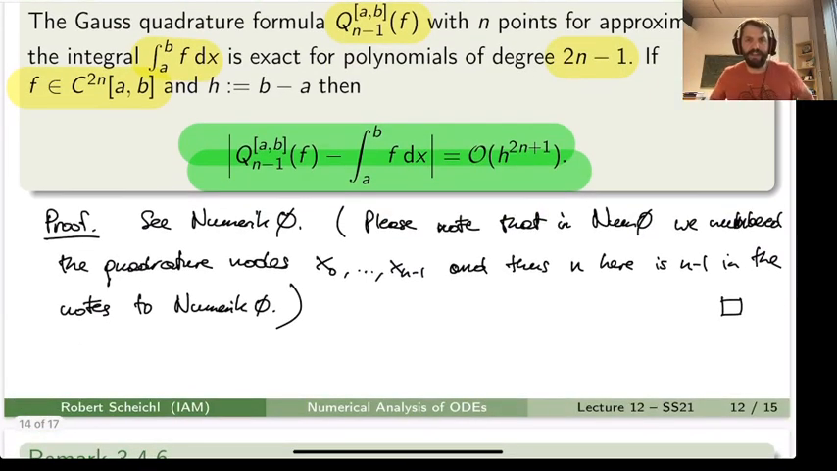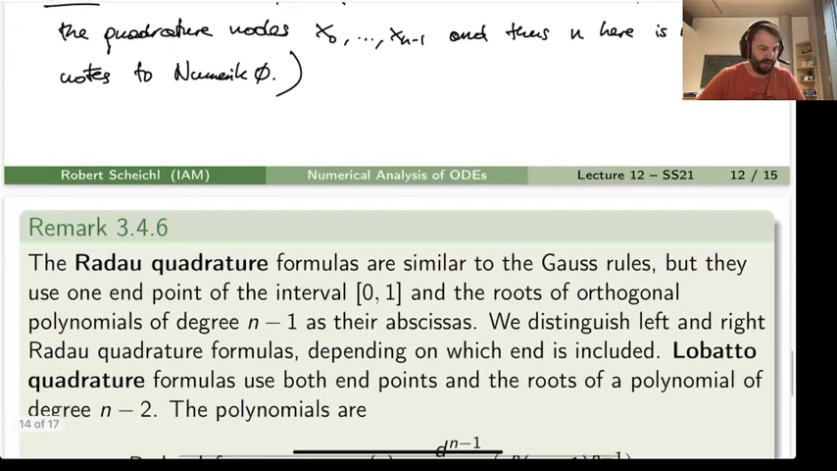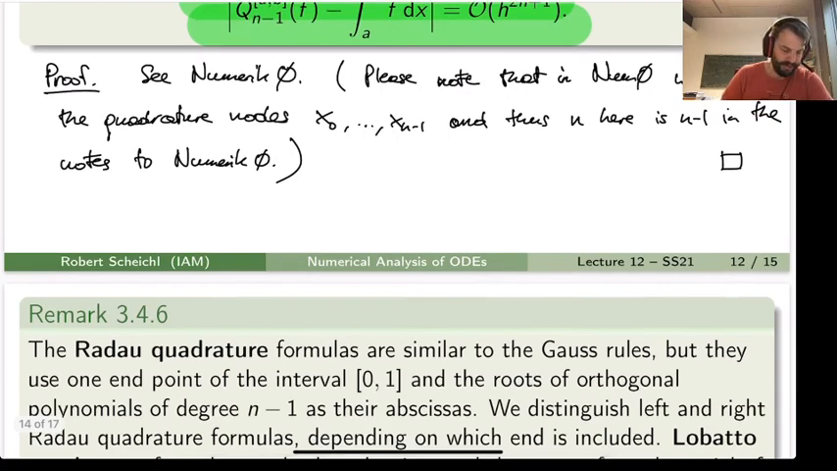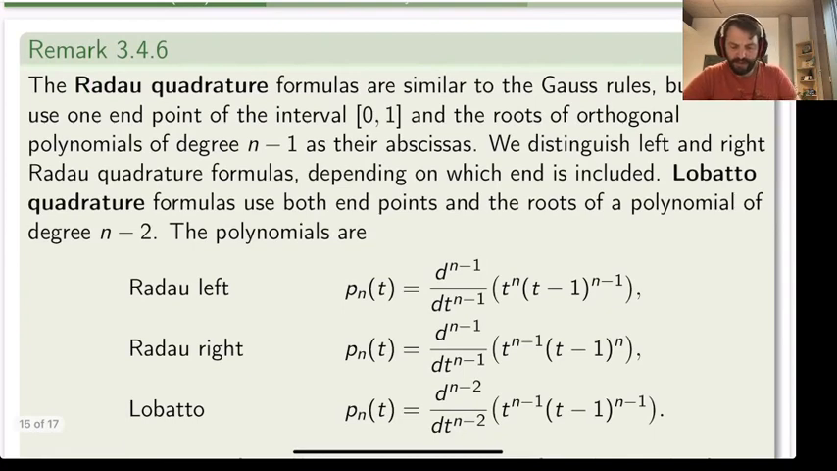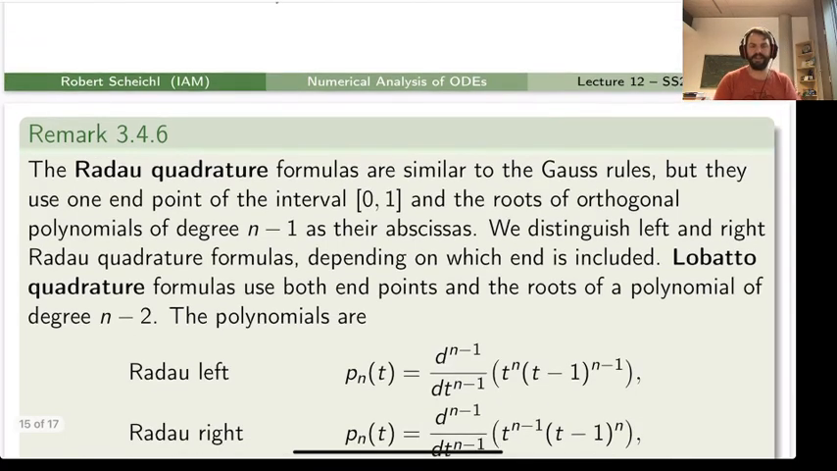And then I'll finish for today's video with the following second set of quadrature formulas, an alternative set called the Radau quadrature formulas. They're similar to Gauss rules, but they also use one of the endpoints of the interval [0, 1] plus the roots of the orthogonal polynomials. As we will see, it helps with stability later on to include one of the endpoints of the interval. Remember, the 1-point Gauss rule just used the midpoint.